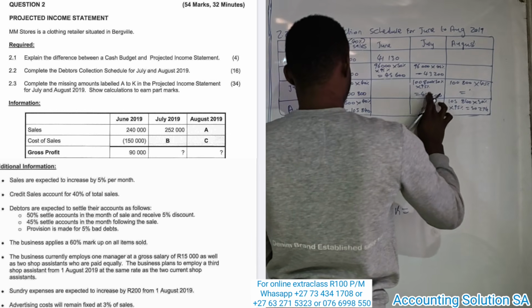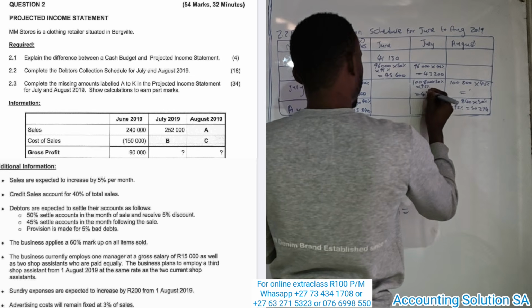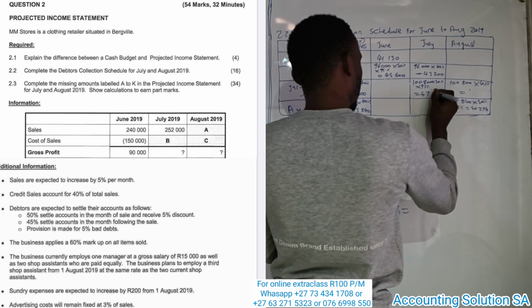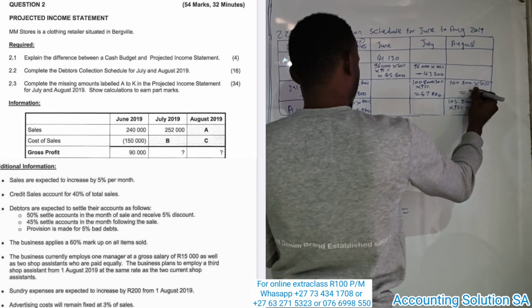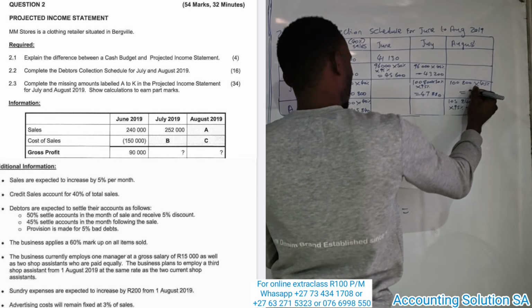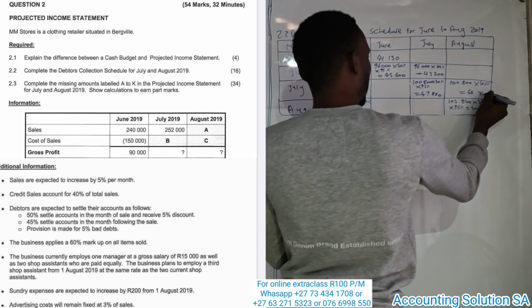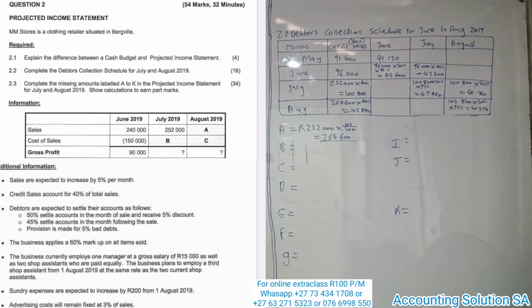Here I copied the wrong one. The correct one is 47,880. Okay, and the other one is 45,360. Simple stuff. Okay, now the last one, guys, they say that provision is made for 5% after 3 months.